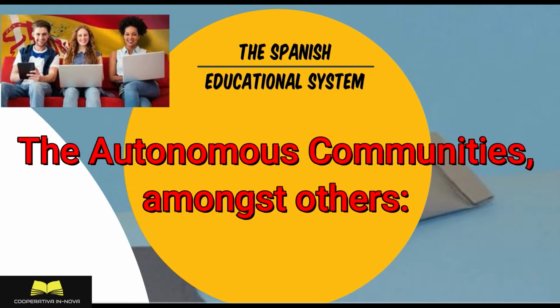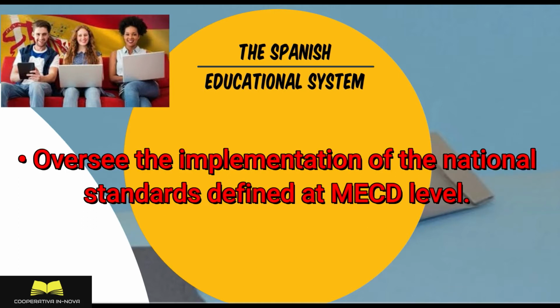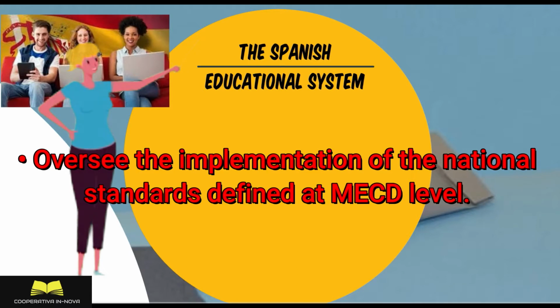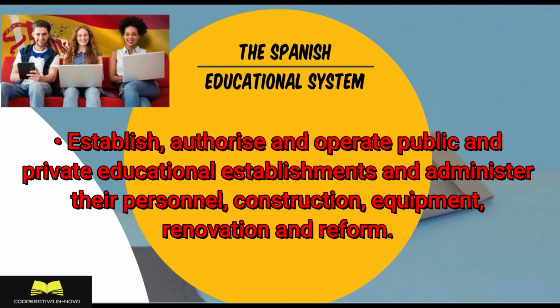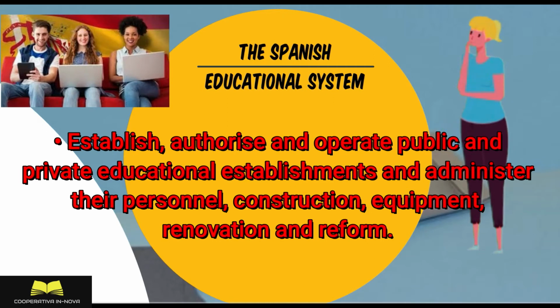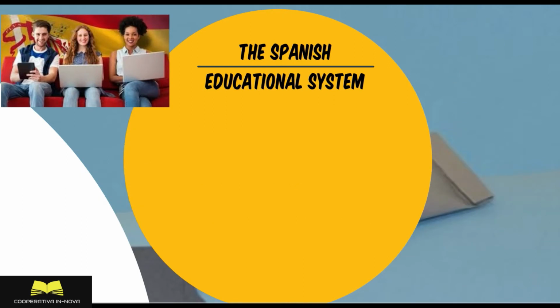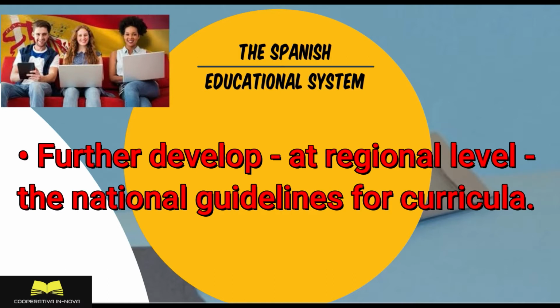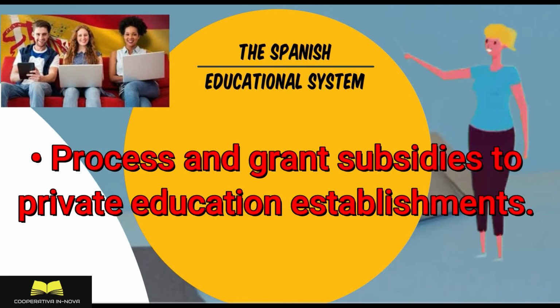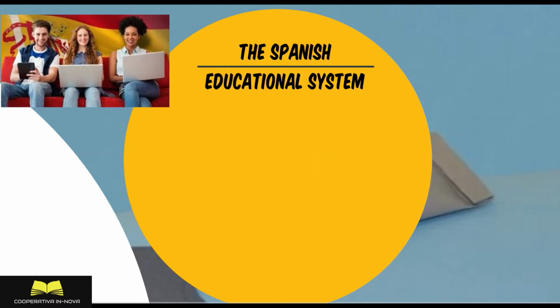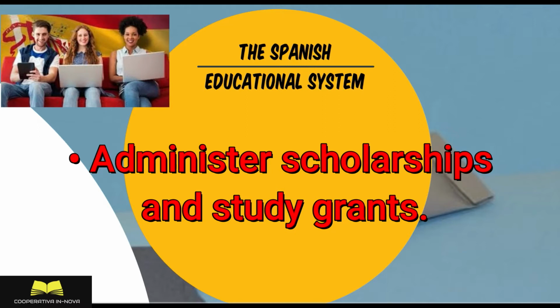The autonomous communities, amongst others: oversee the implementation of the national standards defined at MECD level. Exercise all regulatory and executive powers involved in administering the education system in their respective regions, which have been devolved to them. Establish, authorize and operate public and private educational establishments and administer their personnel, construction, equipment, renovation and reform. Further develop, at regional level, the national guidelines for curricula. Conduct research. Process and grant subsidies to private education establishments. Administer scholarships and study grants.